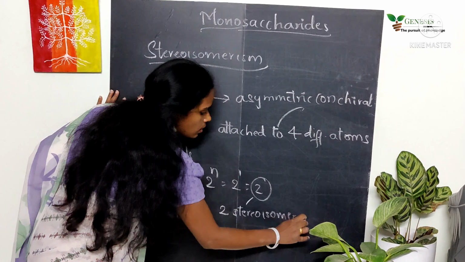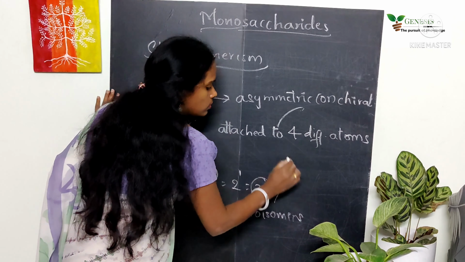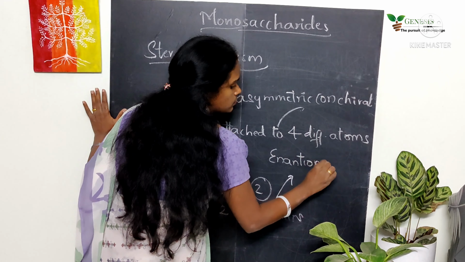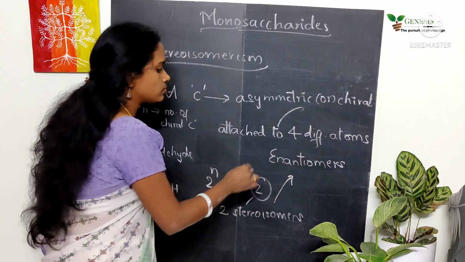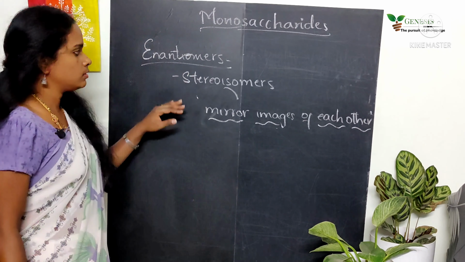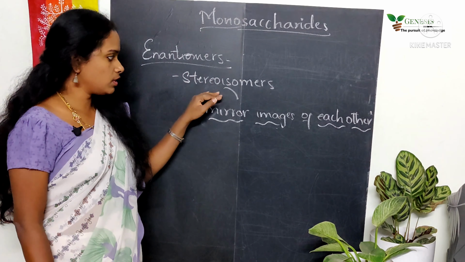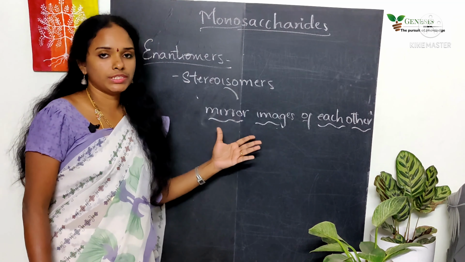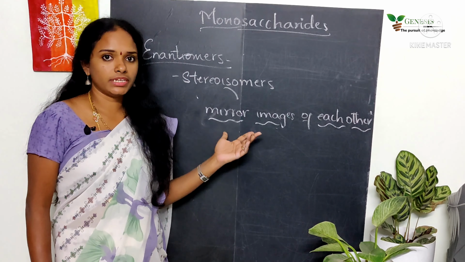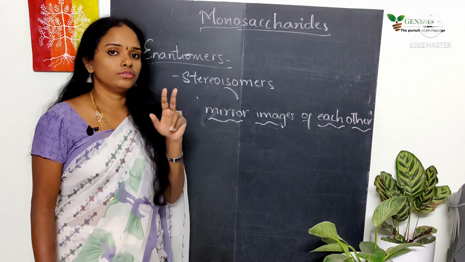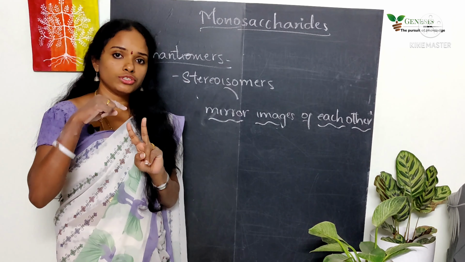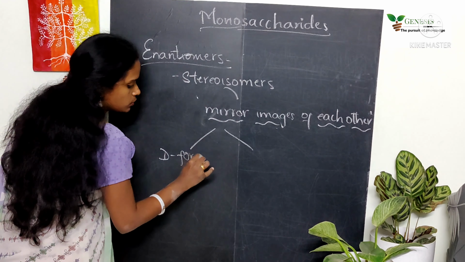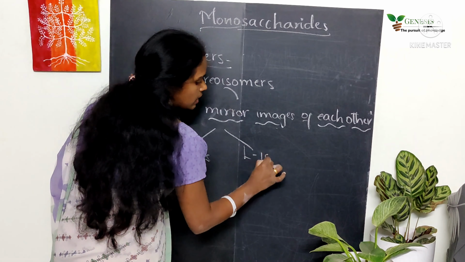stereoisomers, which are also called enantiomers. So enantiomers are the stereoisomers that are mirror images of each other. So as we have discussed, glyceraldehyde has 2 isomers. Those 2 isomers are mirror images of each other. They are D forms or D isomers and L isomers.